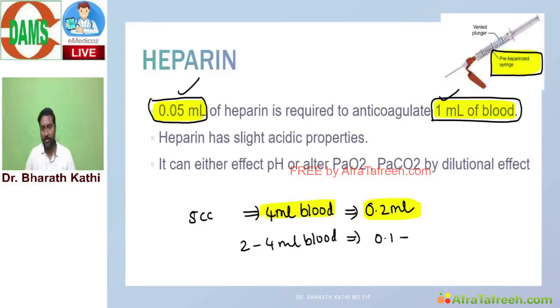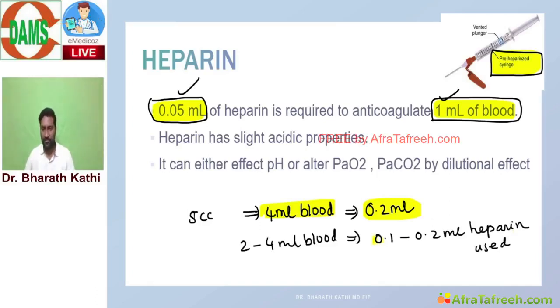So that's why heparin will be in the range of 0.1 to 0.2 ml. So this is the statement: how much heparin is used generally for ABG analysis? 0.1 to 0.2 ml heparin is used. And heparin has slight acidic properties.